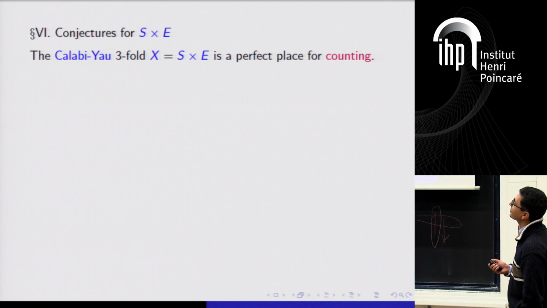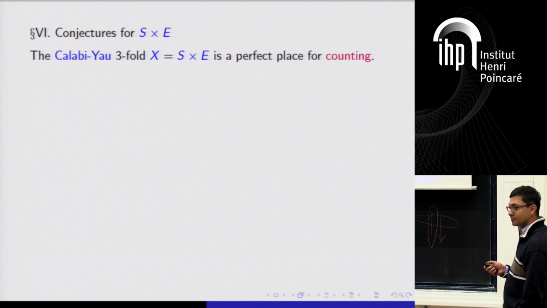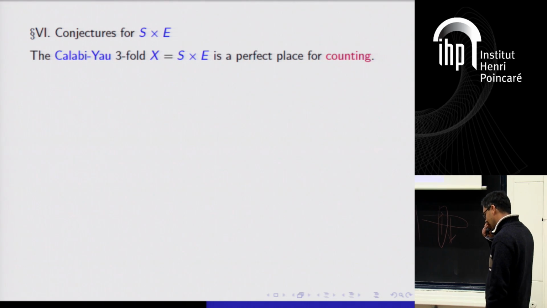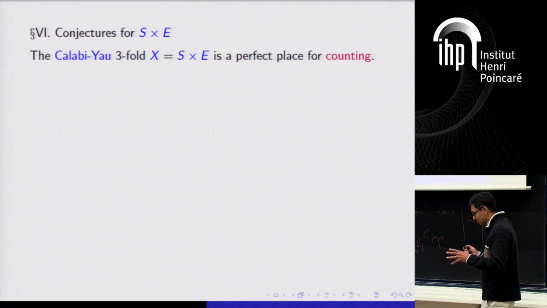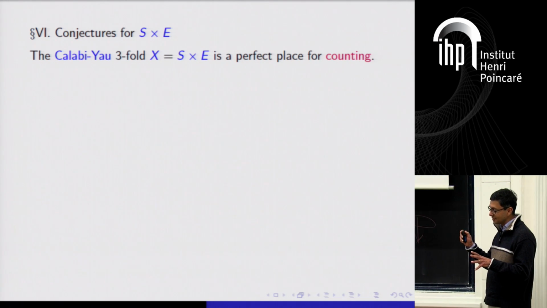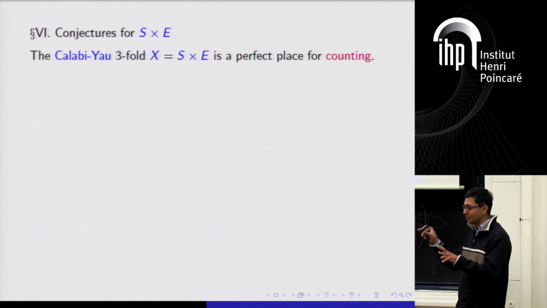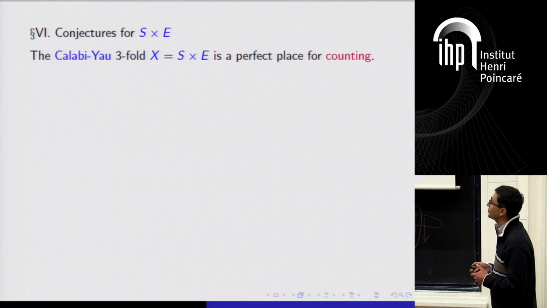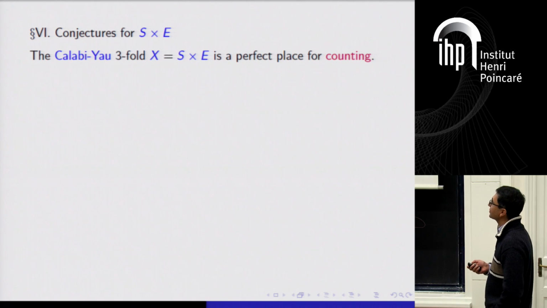So here's a proposal of where to look. One way to make a Calabi-Yau threefold is to take S, any K3 surface, and cross it with an elliptic curve. In some sense, this is a rather simple Calabi-Yau threefold, in the sense that it interacts with both elliptic geometry and K3 geometry. And here there's a proposal.